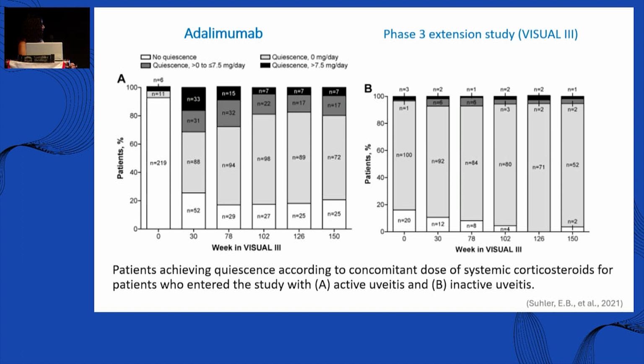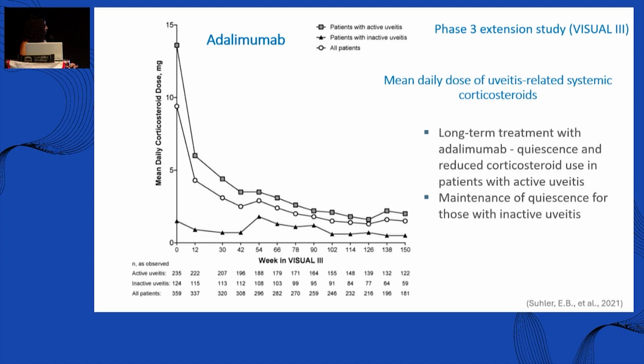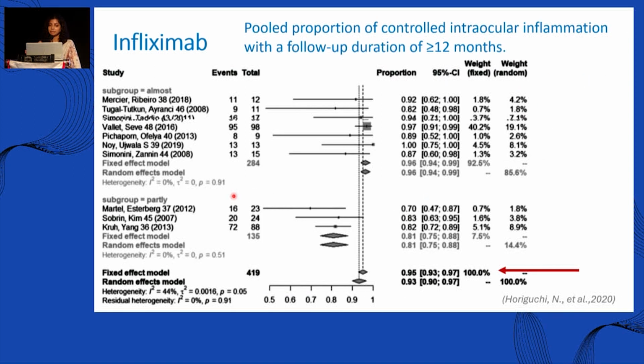So this is from an extension of a phase 3 clinical trial called VISUAL 3, that was one of the main trials for adalimumab in uveitis, that shows that the vast majority after starting adalimumab go into quiescence, and the ones on steroids are very, very few. And also it has a very good steroid sparing effect long term. And the same can be seen with infliximab. About 95% achieve quiescence when you start infliximab.